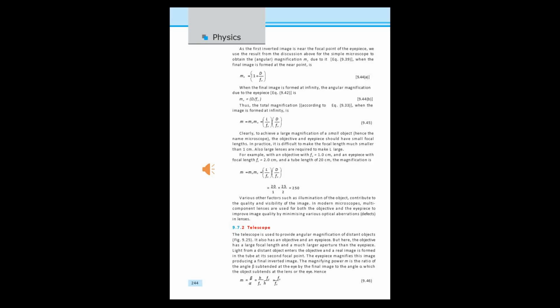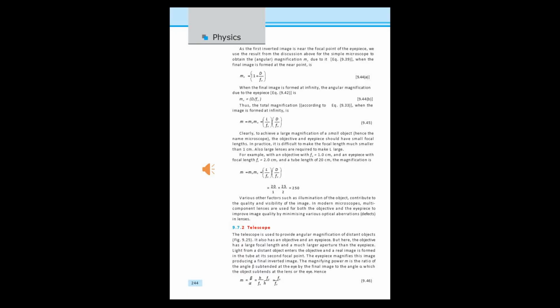Various other factors such as illumination of the object contribute to the quality and visibility of the image. In modern microscopes, multi-component lenses are used for both the objective and the eyepiece to improve image quality by minimizing various optical aberrations, defects, in lenses.